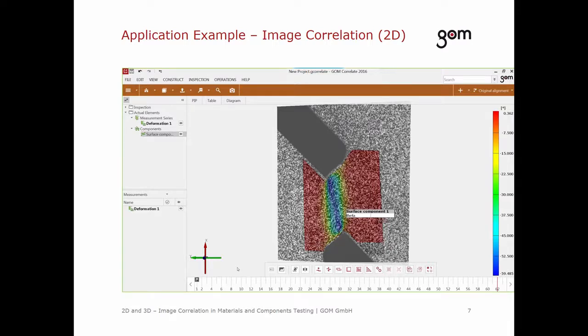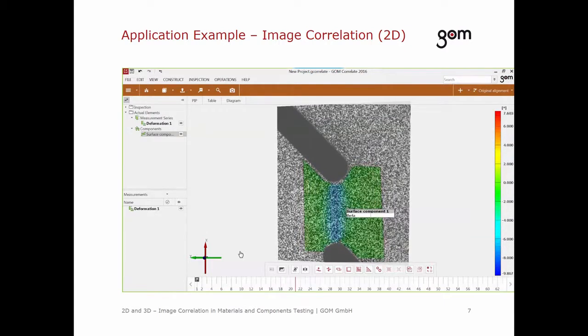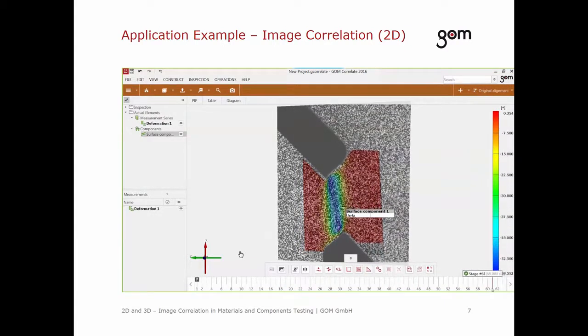Thank you for the introduction, Markus. A typical application that uses a 2D measurement is the shear test. Shear tests serve for inspecting a small area, the so-called shear area. The specimen has to be flat and should mainly deform in one plane.